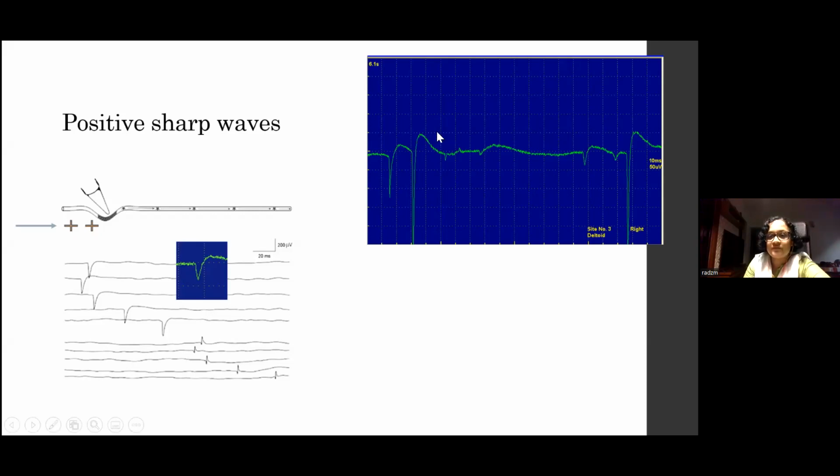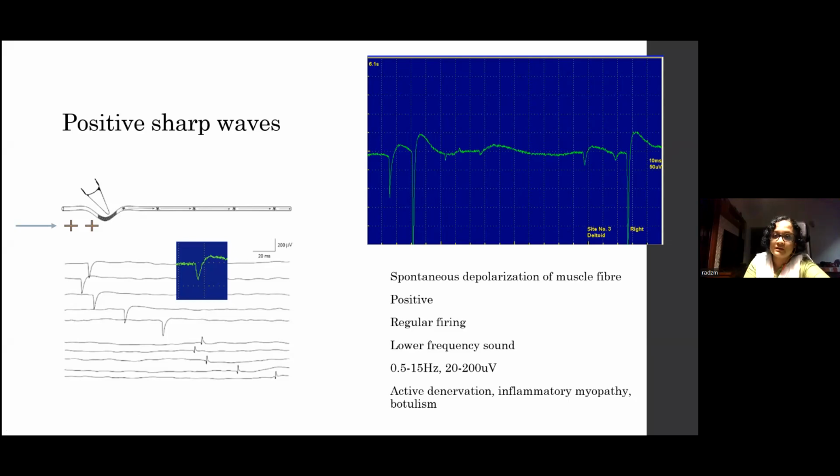So these are positive sharp waves, and you do see fibrillations and positive sharp waves in neurogenic disorders as well as myopathic disorders, but positive sharp waves tend to be seen a little bit more commonly somehow, especially in the early denervation. There's no real evidence behind this, but this is something that we observe. In most cases, you'll see positive sharp waves fairly quickly developing, and then the fibrillations come through. We don't know why that is, or whether there's any clinical significance to it.